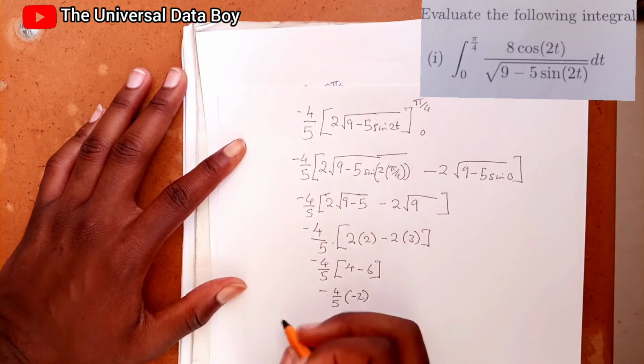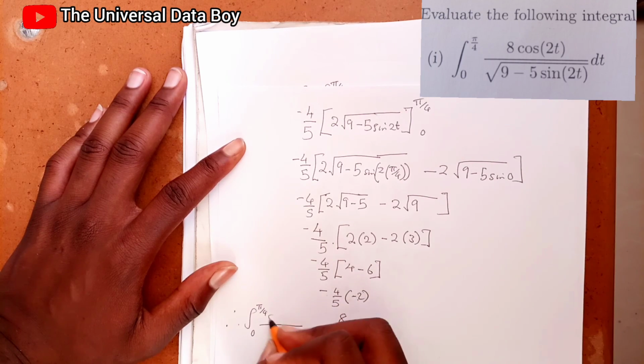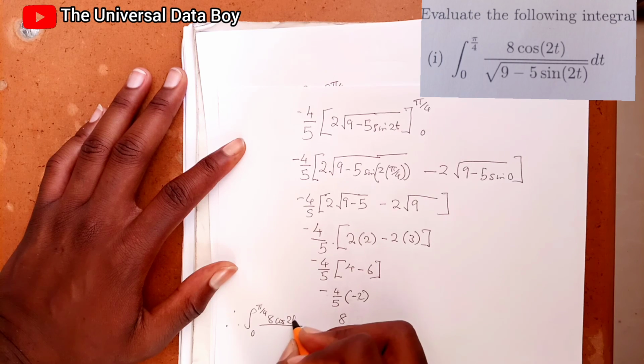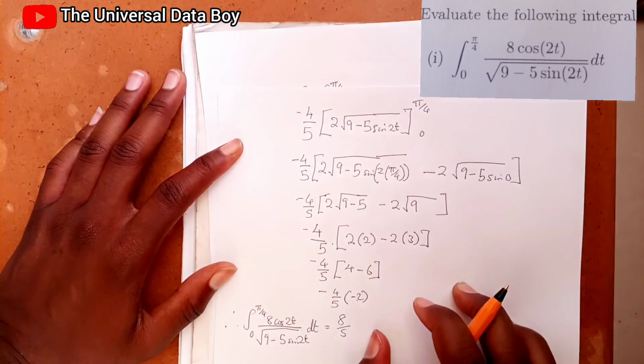Thus you can conclude, you can say therefore the integral with the limits pi over 4 and 0 of 8 cosine 2t over the square root of 9 minus 5 sine 2t dt is equal to 8 over 5. Thus you have evaluated your integral.